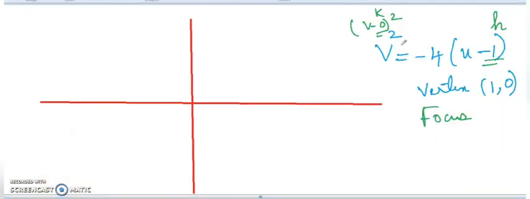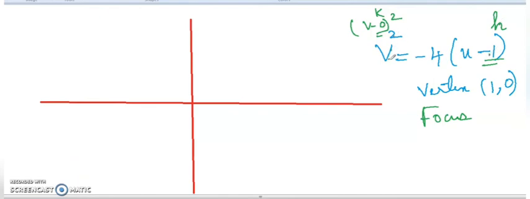1 minus u. So now again you have to bring it in the general form. U should be the first term. So minus of u minus 1. So now cross multiplying, minus 4 times u minus 1. So this is a parabola with vertex 1 comma 0, and focus is at distance 1. Therefore focus is at 0, 0. So v square is minus 4 times u minus 1 means h is 1 and k is 0.